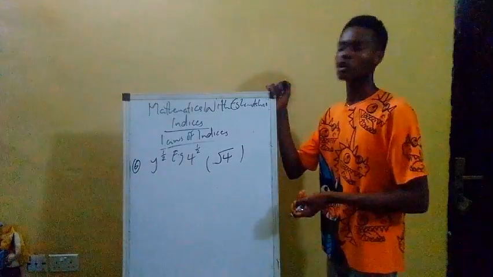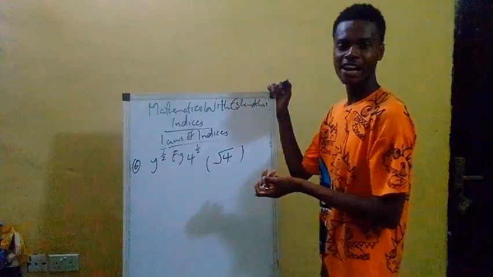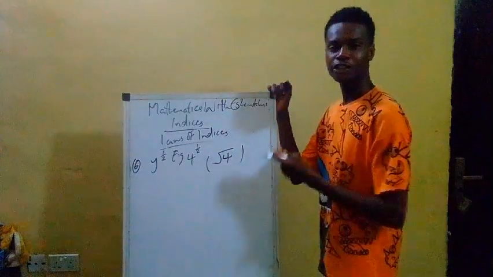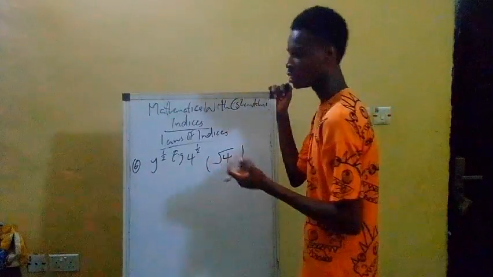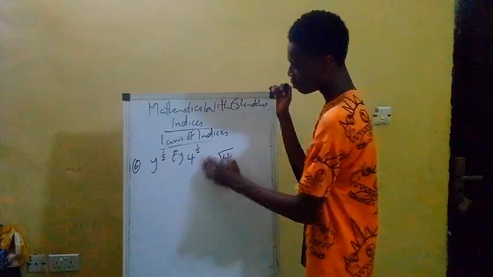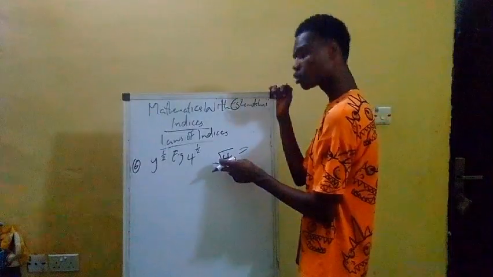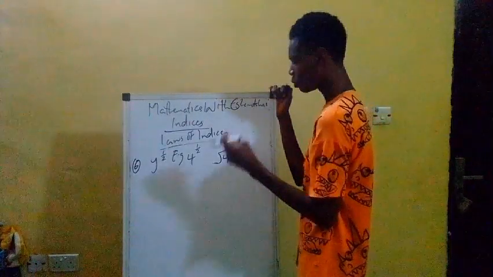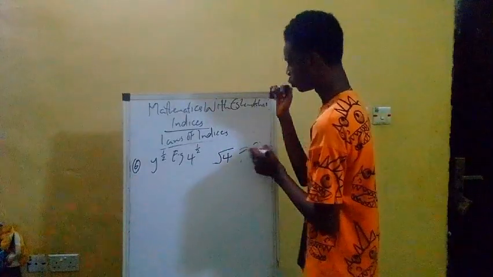You are already matured. Many of you are ready to write JAMB, WAEC and some other dangerous secondary school exams. So no need to be doing all these baby things. Are you getting me? So let's continue. Now you have something like this. Let me remove the bracket. Square root of 4 is equals to what? Give me an answer. And the answer is 2.